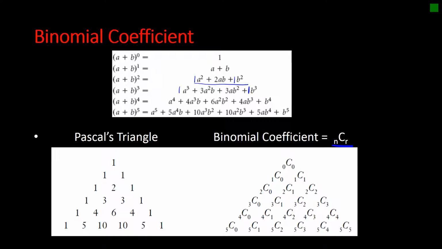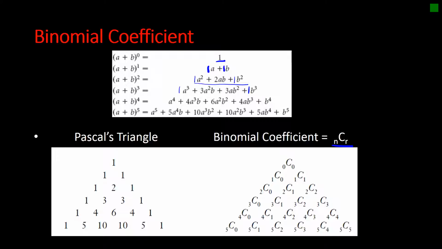So 0 combining 0 will give us this coefficient of 1. 1 combining 0 will give us this coefficient of 1. 1 combining 1 will give us that coefficient of 1. And for this a plus b quantity squared, you have 2 combining 0, 2 combining 1, 2 combining 2. That gives us these coefficients 1, 2, 1.